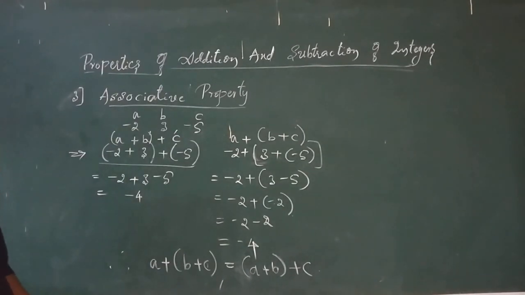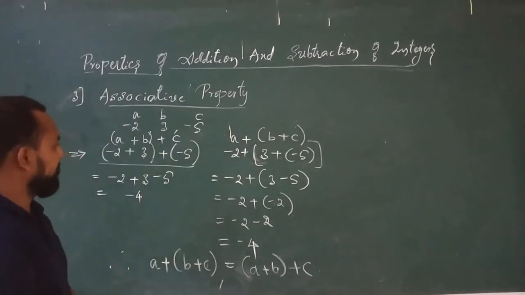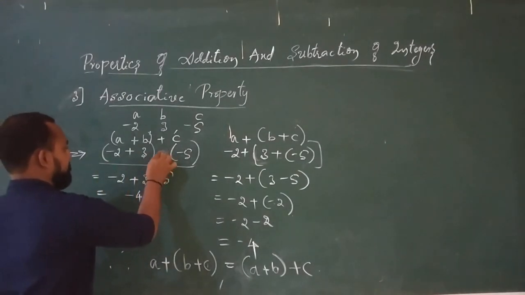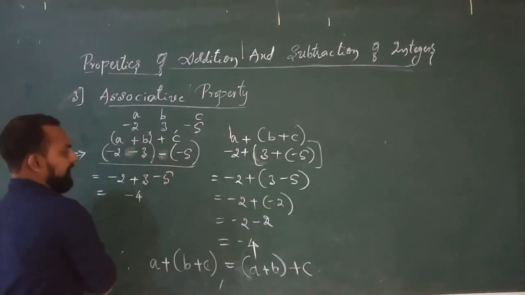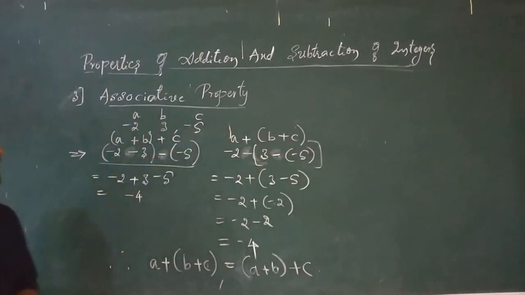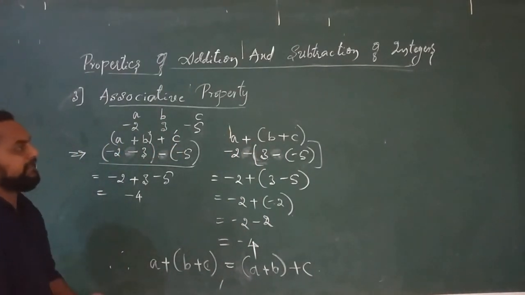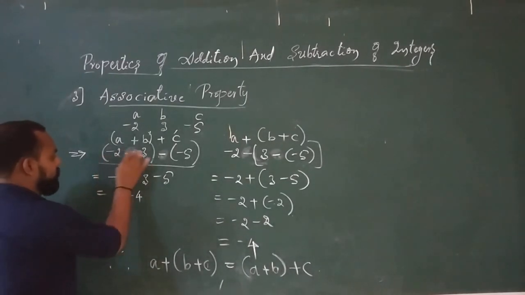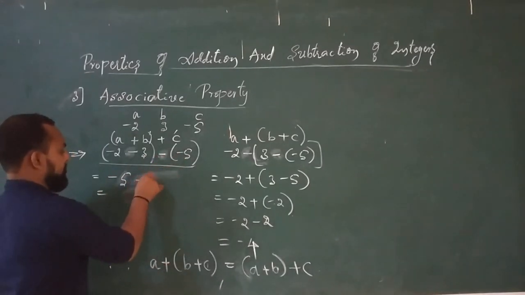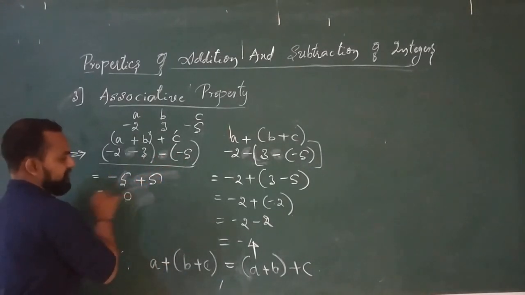Okay, the next one, subtraction. Here the subtraction is the minus sign. Then we will check the associative property under subtraction for the integers. Here minus 2 minus 3, minus 5. Minus 5, minus into minus plus 5. Then plus 5 minus 5 is 0.